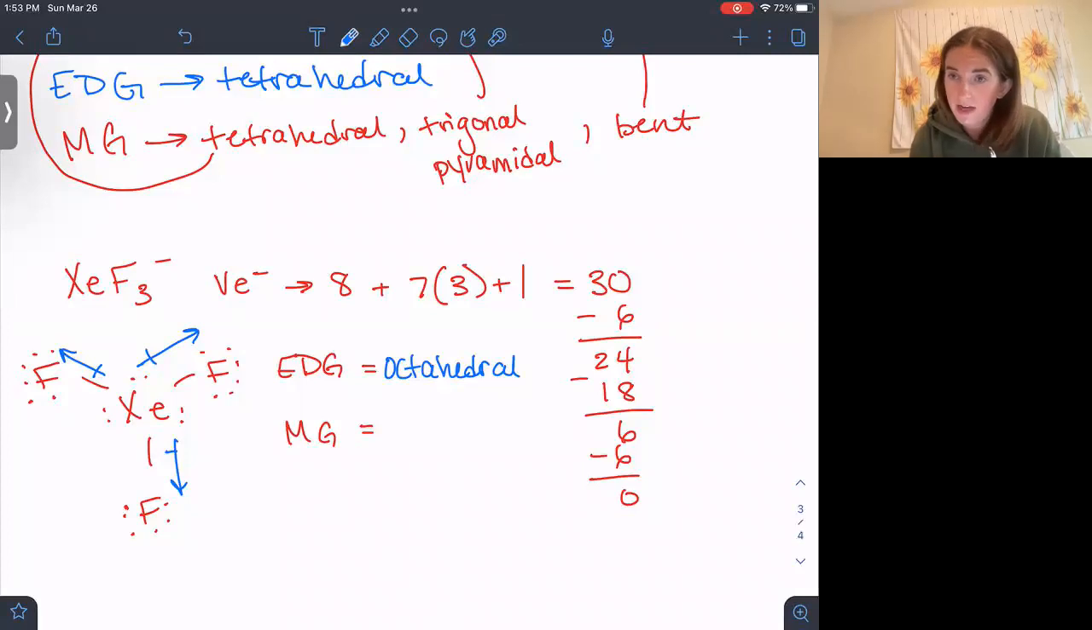How many lone pairs do we have? We have 3. So what does that make this shape for molecular geometry? Good, this is going to make it T-shaped. What questions do we have about the electron domain as octahedral and then the molecular geometry as T-shaped?